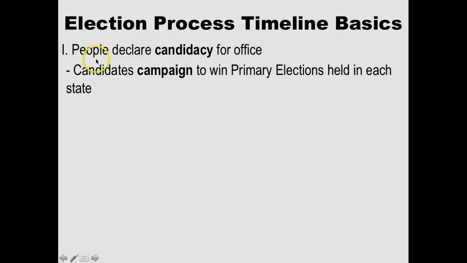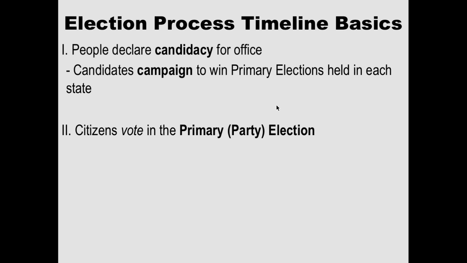The first thing that happens is that a person declares to be a candidate for a specific political office. Now, after a person declares their candidacy, these candidates, these politicians, go around and campaign to win in primary elections held in each state. And we'll talk about what primaries are in a few minutes.